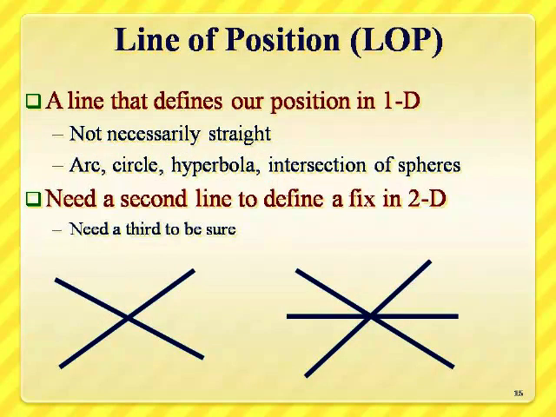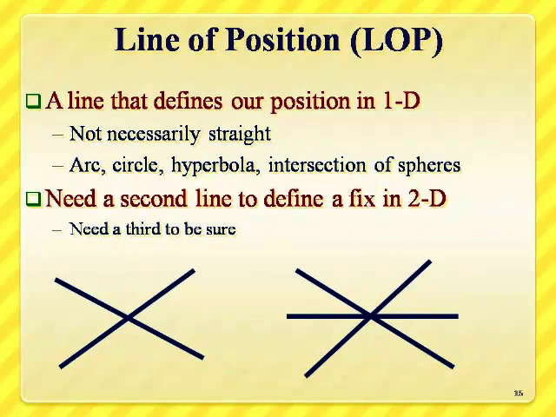Line of position is another definition which we all must be aware of. A line that defines our position in one dimension. So it need not be a straight line. Arc, circle, hyperbola or intersection of spheres can also be put into this. If you want it to be a straight line for this purpose, we need a second line to define a fix in 2 dimensions. So we need a third one to be sure about these points.